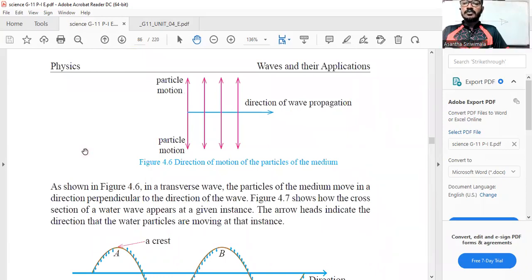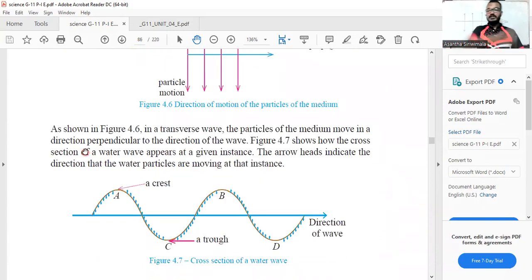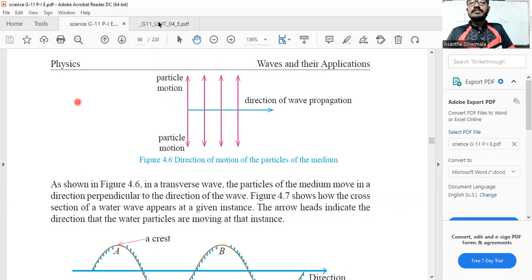Then the second diagram shows you the cross section of a water wave. The arrows show the direction of the movement of the particles, and there are certain places which are high up. They are called crests, and there are some downward places. They are called troughs. So when the transverse wave moves, there will be crests and troughs alternating. The crest will turn into a trough, then the trough will turn into a crest. That's how the particles move. So you can draw the two diagrams in the two boxes given here.